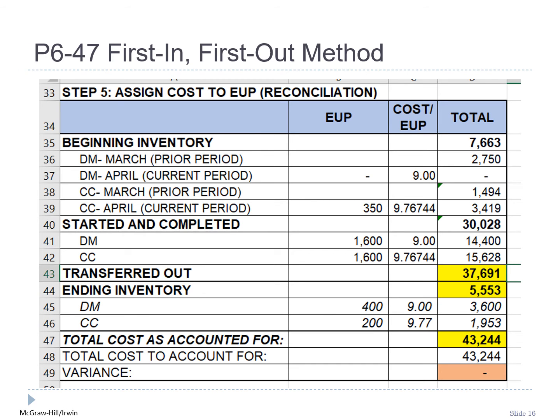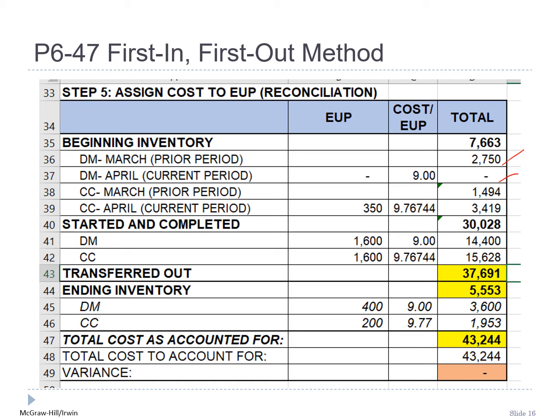Gawin natin yan sa step 5. Yan. So, ito yung step 5. So, medyo nadagdagan ako konti. Kasi nga, tatapusin muna natin sa beginning inventory. So, kumpitin natin yung additional cost ng beginning inventory. So, yung beginning inventory, so yung direct materials, if you look, nilagay ko directly dyan, yung direct materials prior period, kasi automatic dyan yan sa beginning inventory. So, 2,750. Ngayon, ang EUP for direct materials for April is 0, kasi nga added na siya last month, diba? So, times 9, 0 yun.